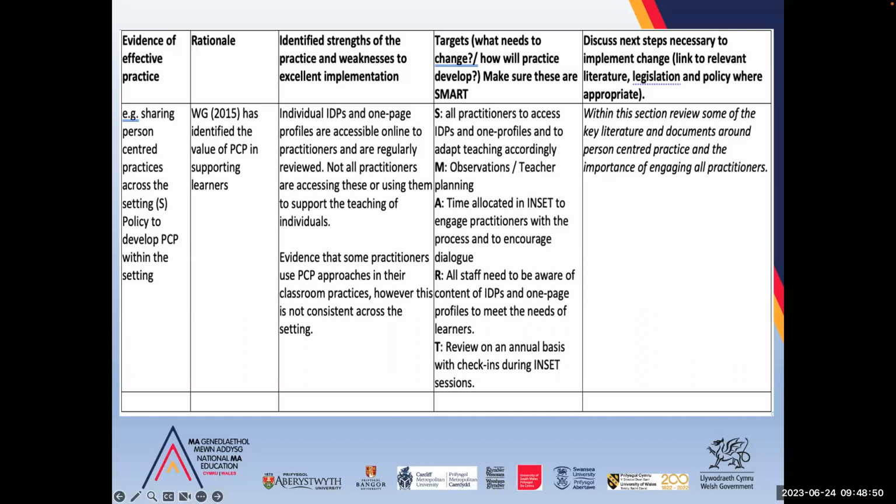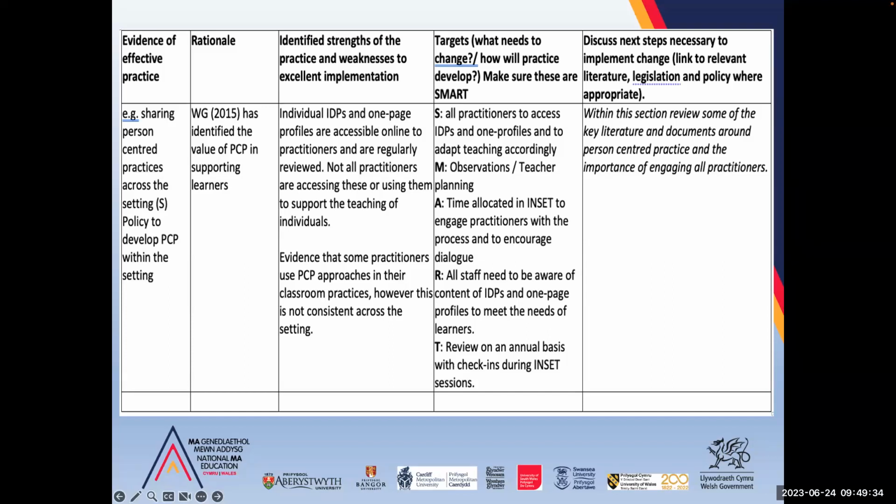And then in this next step, you need to discuss what steps you're going to take to implement the change. And this is where you need to link to relevant literature, legislation, and policy where appropriate. So within this section, you need to review some of the key literature and documents around person-centered practice, and the importance of engaging all practitioners. And there's a wealth of literature around person-centered practice in terms of education and more widely. So there is where you discuss how you're going to implement that change.